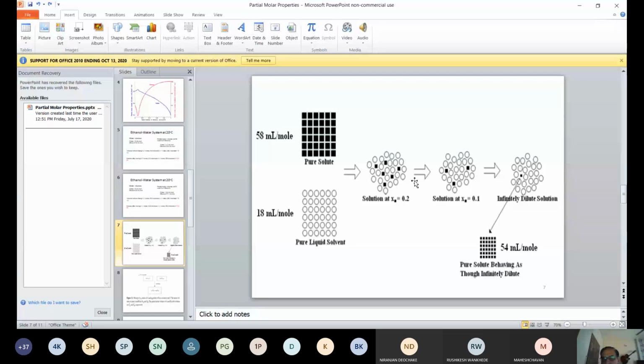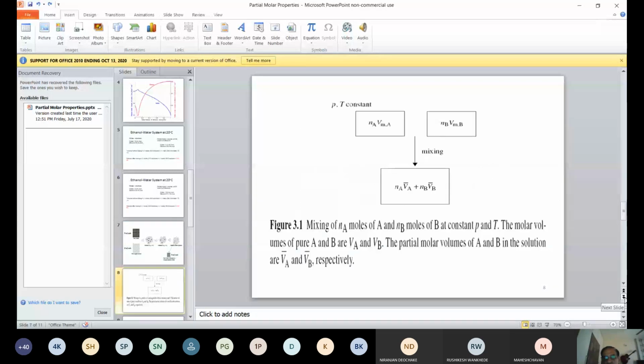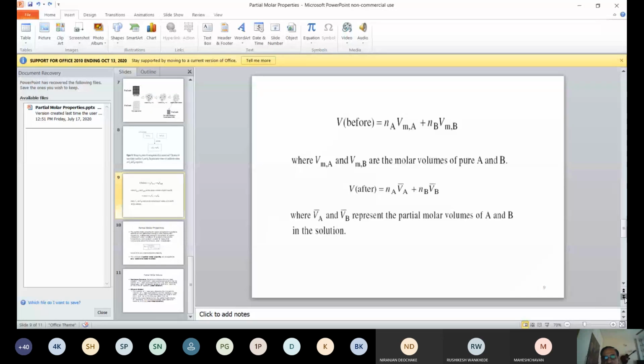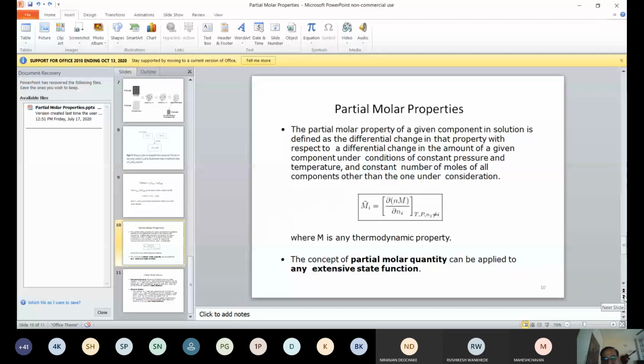That is why the contribution of ethanol in the solution to volume is different. The environment is different everywhere, so the bonding is different. The bonding between water and water is different here from this one. Similarly, the bonding between ethanol and water is different here from here. So that is the physical explanation for this. Any doubts? This is what we have seen yesterday. We don't need to repeat it. This is also what we have seen yesterday, the definition.